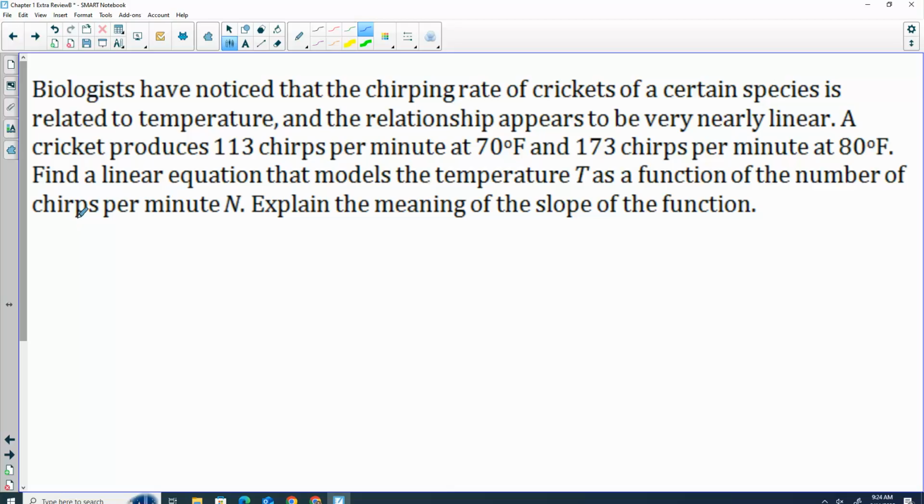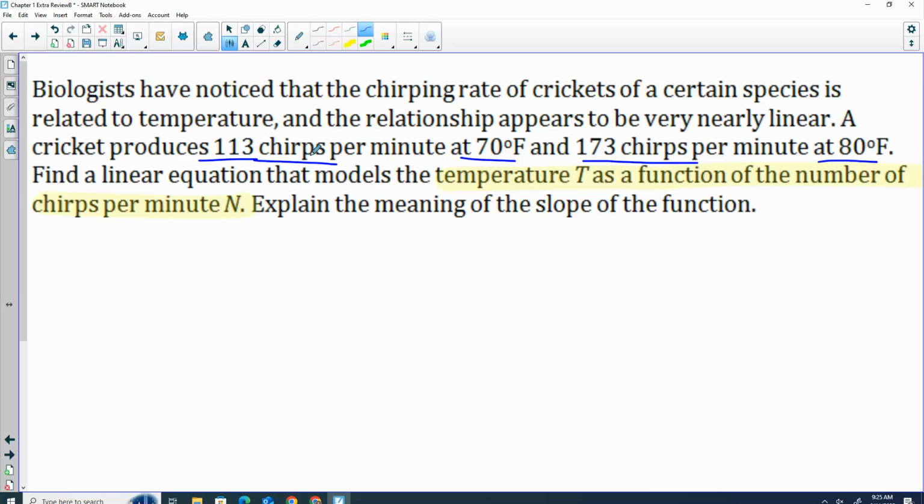Word problems. Biologists have noticed that the chirping rate of crickets of a certain species is related to temperature, and the relationship appears to be very nearly linear. A cricket produces 113 chirps per minute at 70 degrees Fahrenheit and 173 chirps per minute at 80 degrees Fahrenheit. Find a linear equation that models the temperature T as a function of the number of chirps per minute n.